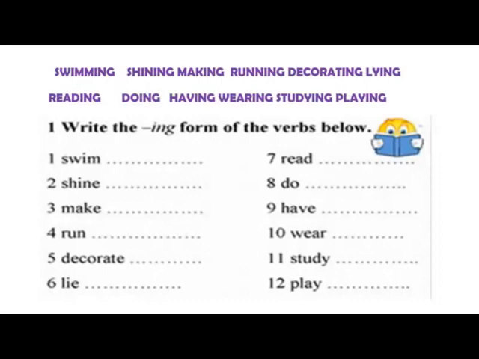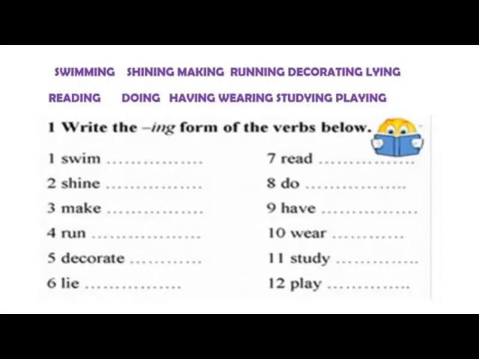For example, tenemos la primera es swimming, right? Swimming. Swim, duplicamos la M y le agregamos ing. Swimming. Number two is shine. When the verb finish in E, you have to eliminate letter E and you have to add ing. Eliminas la letra E y agregas ing. Es el mismo caso de make, ¿verdad? Eliminamos la E y agregamos ing. En este caso sería shining and making. Right? Ahí lo tenemos arriba en la parte superior.